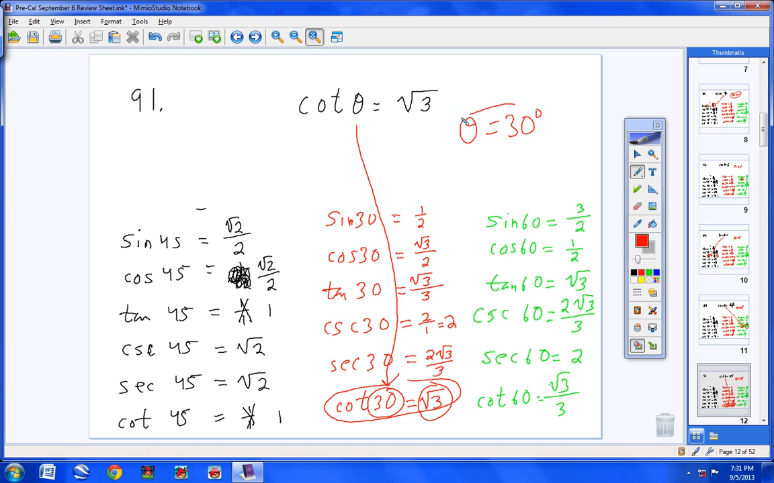There we go. That's really not too bad, as long as on the test or quiz, whatever, you draw your special triangles and then list out all of these trig values. It's really not too bad.